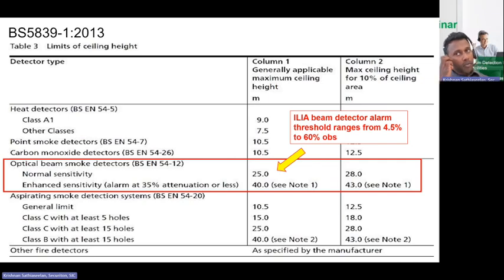Now, lastly, we also talk about the ceiling height or the system limit at which a beam shall be used. Again, from BS 5839, the maximum that you can go is about 25, 20.0 up to 40, depending on the beam detection alarm threshold, which is from 4.5 to 60 OBS. Okay, so that's the information which we can take out from the BS standard.